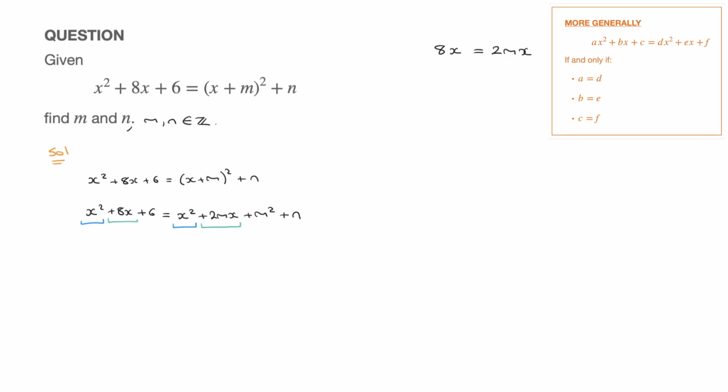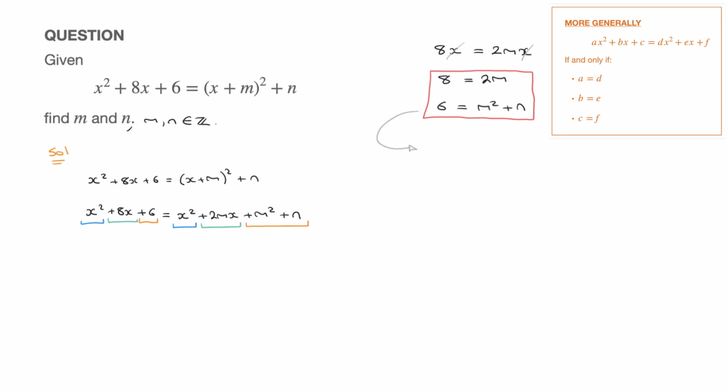And carrying on that way, we'll also need this plus 6, the constant term on the left-hand side, to equal this plus m squared plus n. Indeed, although this may not look like it, m squared plus n will just be a constant term. And so we can go ahead and write that as well. We'll need 6 equal to m squared plus n. And looking back at the first equation we wrote here, hopefully it's clear that x is a common factor on both sides, so we can get rid of that x, which leads to the equation 8 equals 2m. And as such, we now have a pair of simultaneous equations, which I'll solve right here.